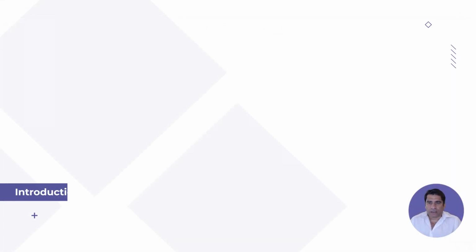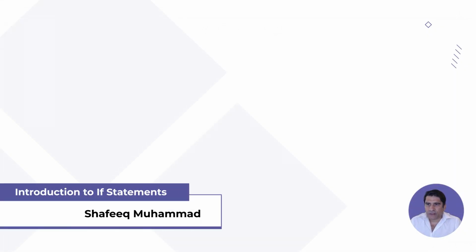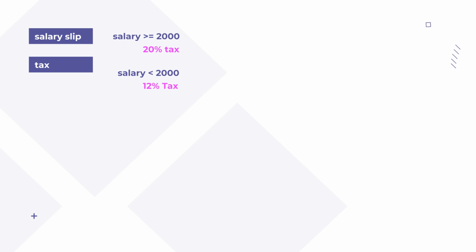Hello, my friends. Now let's create another flowchart, but this time we are creating the flowchart for the salary slip, and this time we need to calculate the tax again. But for example, to calculate the tax, what we need is the salary, definitely. If the salary of a person is greater than or equal to 2000, he has to pay 20% tax, for example. And if the salary is less than 2000, they have to pay 12% tax.